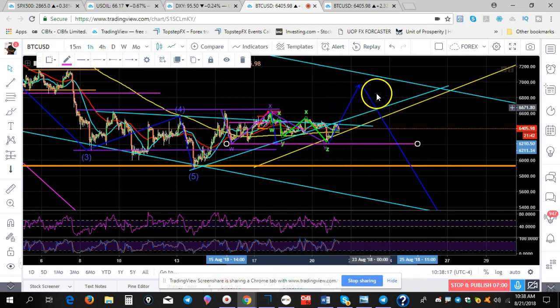We will not be getting into the long. We'll be looking for the short on Bitcoin.